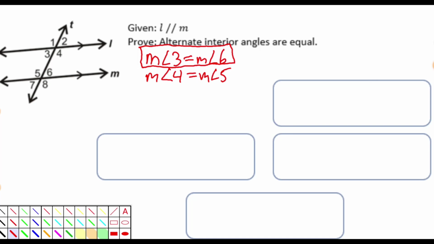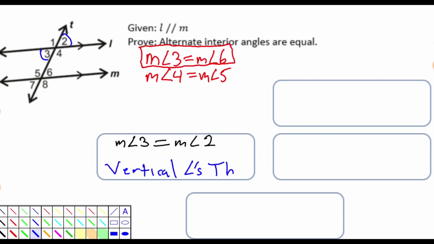So in this problem, remember what we always start off with. And actually in this problem, I'm gonna start with angle 3. So I know that the measure of angle 3 is equal to the measure of angle 2. And what was the reason we said we knew that? How do we know 3 was equal to 2? Well, those are just vertical angles. And we actually proved that one, so that's the vertical angles theorem. Perfect. So we actually have a theorem for that one.